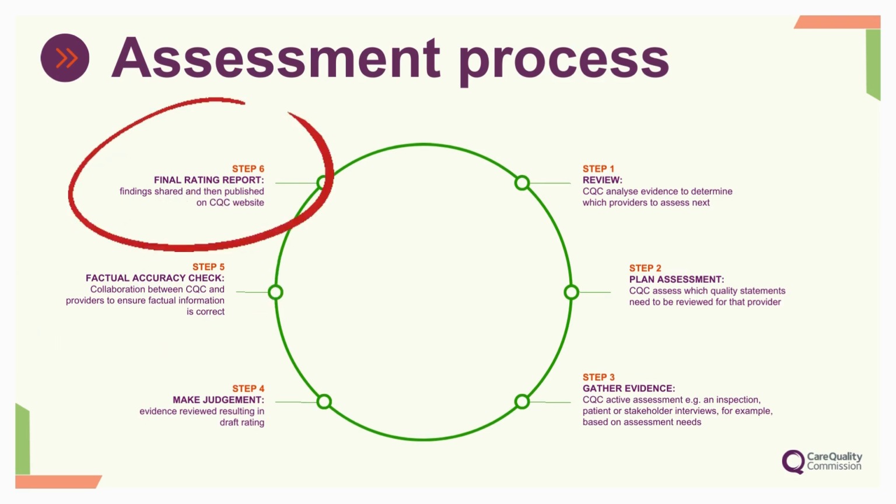Lastly, once the factual accuracy process is over, the final step is to publish the report of our findings. The report will be published on our website rather than a PDF document, so that the information is easier to view on a mobile device and will be more accessible to people using assistive technology. It can also be downloaded as a PDF if you wish.